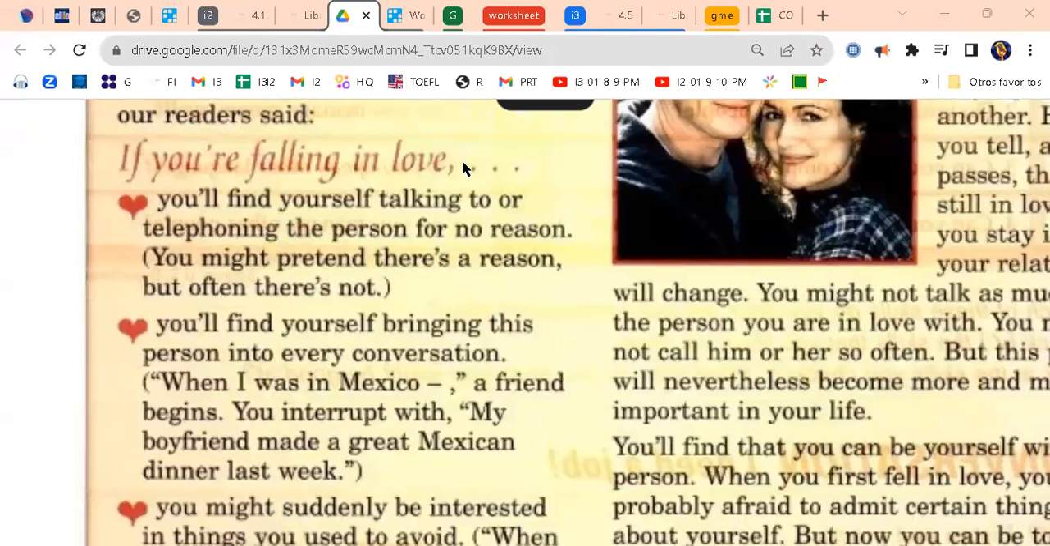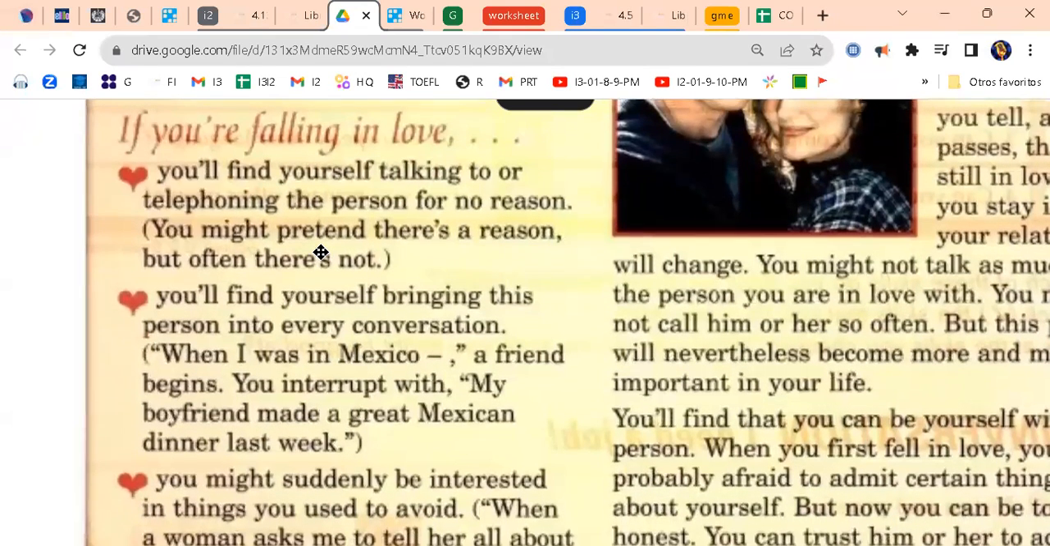Maybe let me see. Saul, help us with this paragraph. If you're falling in love, paragraph number one here.